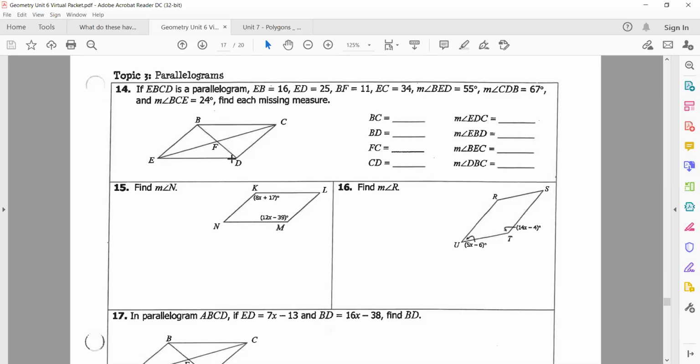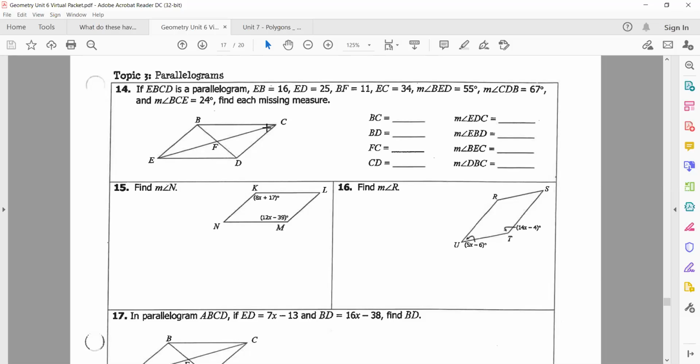ED is 25. So, okay, the opposite side for ED now is BC. Those are congruent because the properties of parallelograms tell me so. So BC is also going to be 25. Well, there's another blank to get filled in. So BF is 11. FD is probably something we're going to need to figure out.